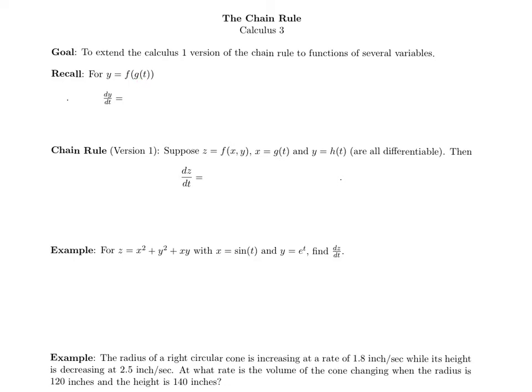Here, if y is equal to f of g of t, that "of" is really indicating that we have a composition. What we learn in Calculus 1 is that this is equal to the derivative of the outside, evaluated at the inside, multiplied by the derivative of the inside.